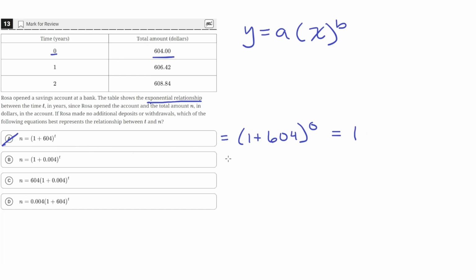And the same for answer choice B. When we plug in 0 for time, we get 1 again, which is incorrect, so we can rule that out.